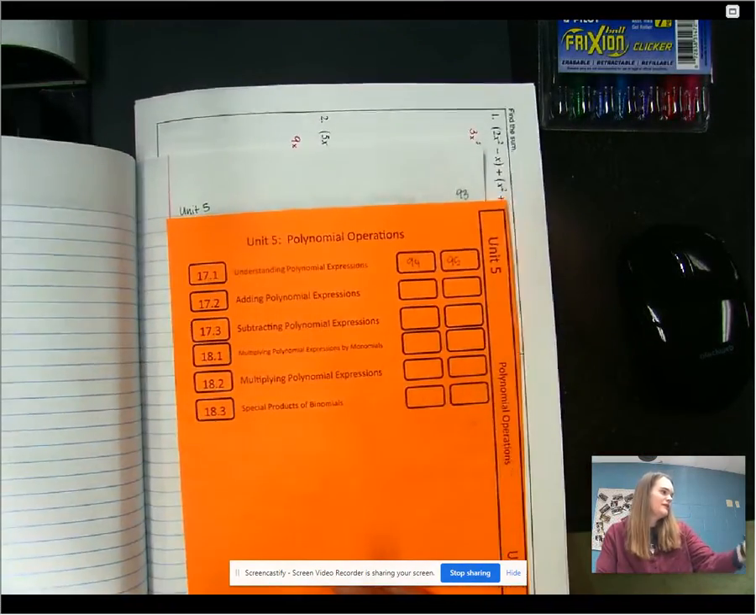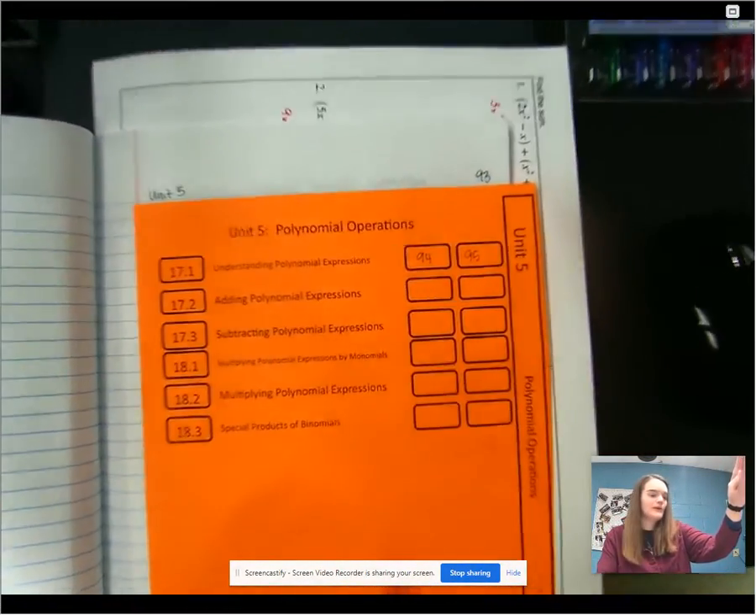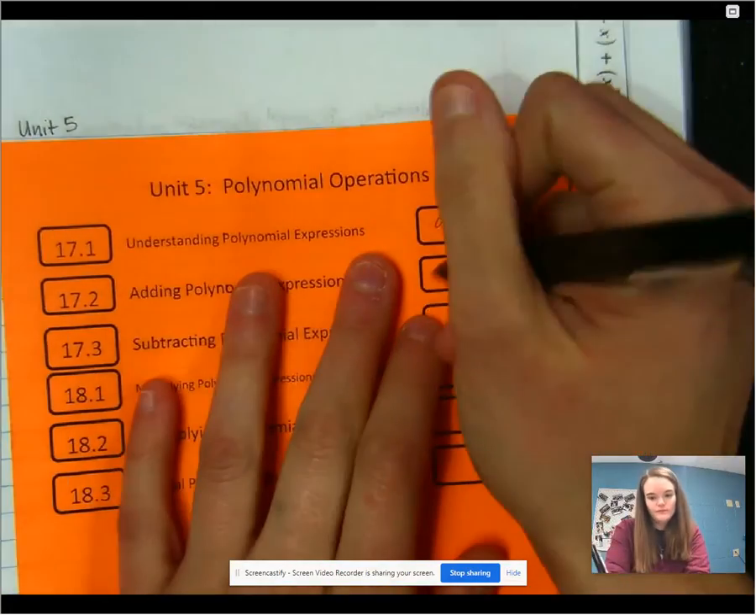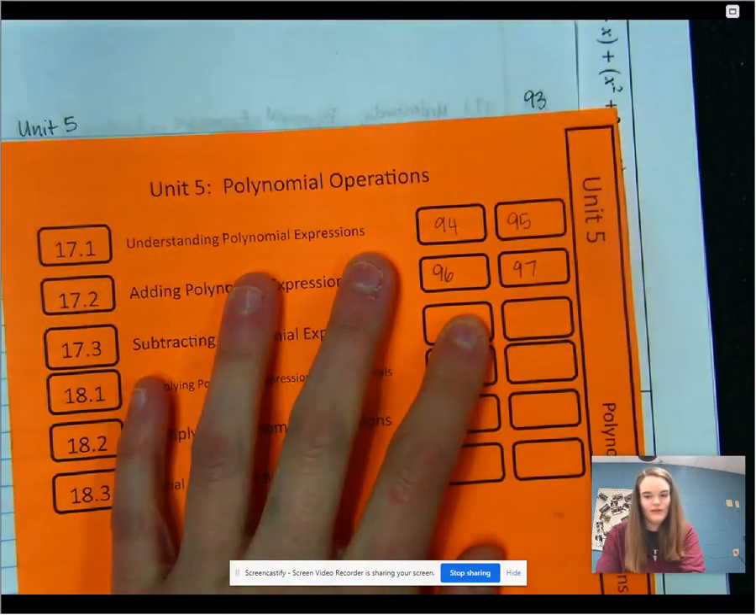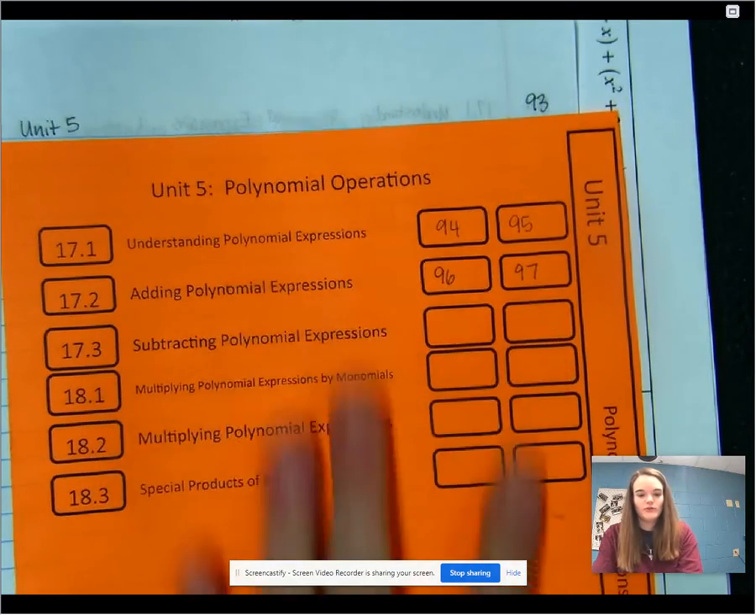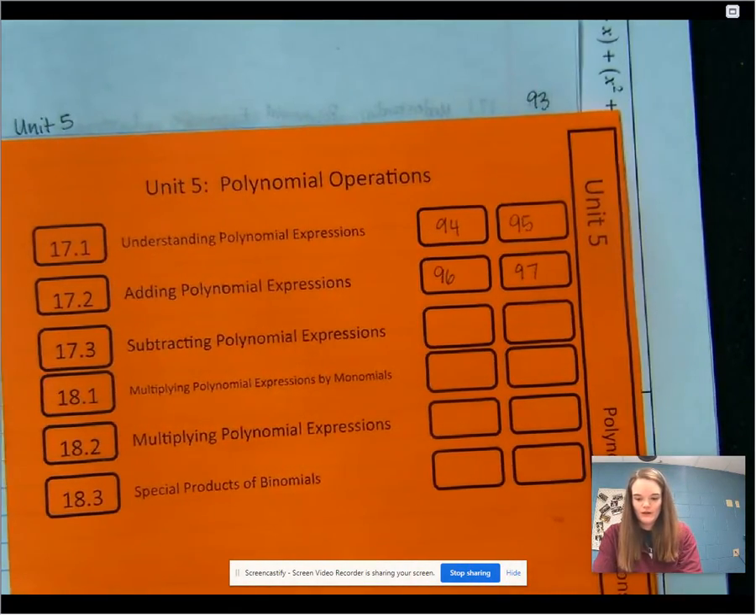Alright guys, we're going to talk about 17.2, which is adding polynomial expressions. It's going to be on pages 96 and 97, okay? So we'll go label those in just a minute.